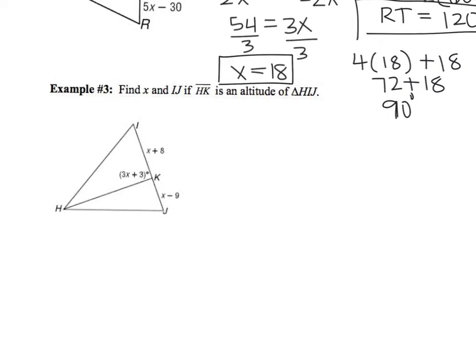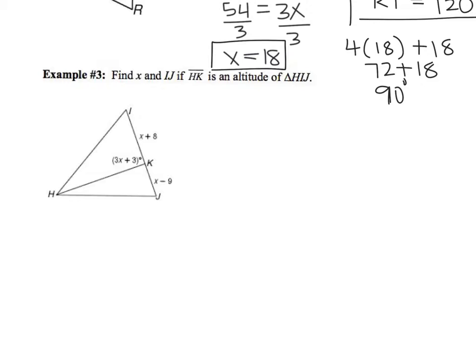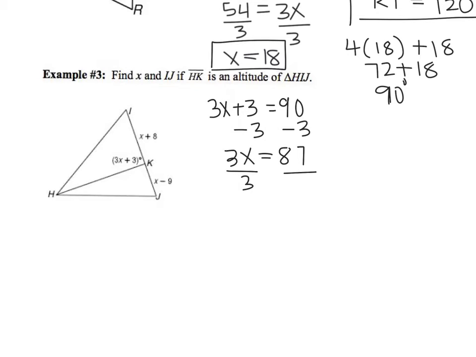In our third example, we want to find x and the length of IJ if HK is an altitude of our triangle HIJ. So we're going to use the altitude to help us solve for x. So we know that 3x plus 3, which is the measure of angle HKI, has to equal 90 degrees. So we know 3x plus 3 equals 90. Subtract 3 from both sides, we get 3x equals 87. And then we divide by 3, and then we get x equals 29.